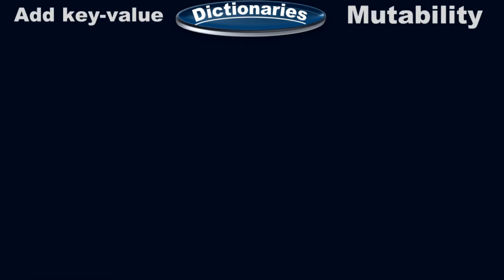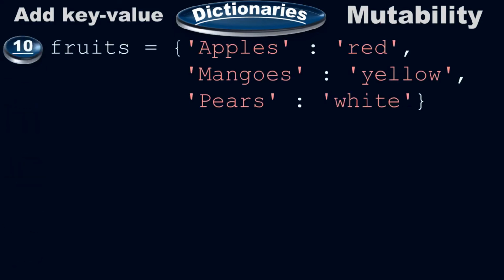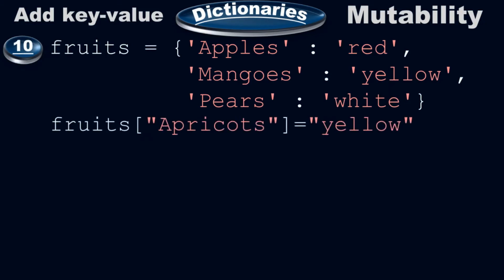Add key value. Now let me do another change to the dictionary. I want to add one extra key value pair. So let me add one extra key value pair to the dictionary. Example number 10: fruits equals apples: red, mangoes: yellow, pears: white. Fruits of apricots equals yellow.